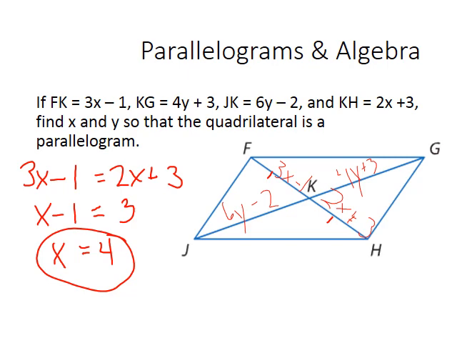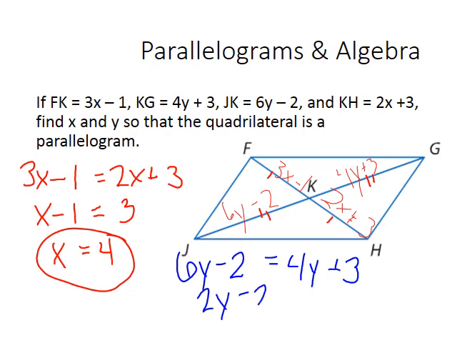Now, we have to find x and y. This isn't enough by itself to be making this a parallelogram, so we also have to find y. Same scenario, we need both the diagonals to bisect each other. So we need 6y minus 2 to equal 4y plus 3. Subtract 4y from both sides. We got 2y minus 2 equals 3. Add 2 onto both sides, we got 2y equals 5. We've seen this earlier today already. Divide both sides by 2 and you get y equals 2.5.